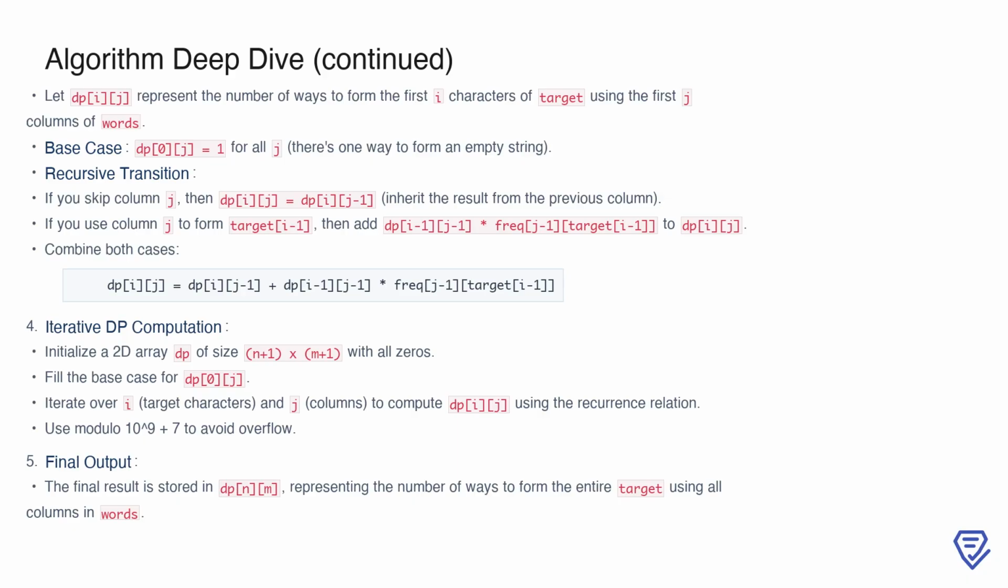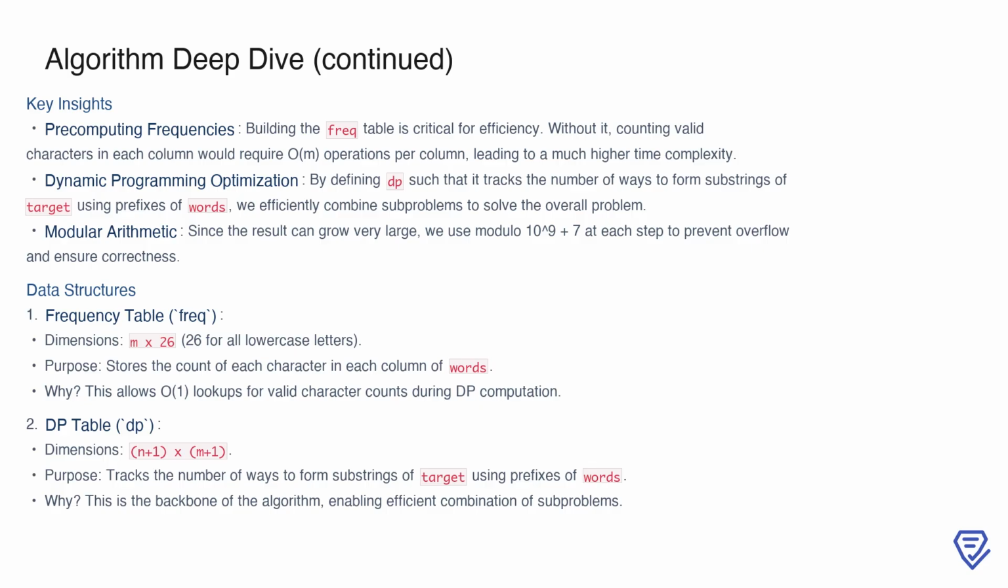The algorithm's efficiency relies on a few key insights. First, the pre-computed frequency table, frequency, is central to reducing the cost of counting valid characters in a column. Instead of iterating through all rows in the words array every time, we can directly access the pre-computed counts in O(1). Next, the dynamic programming approach ensures that subproblems are solved only once and reused, significantly reducing redundant computations.